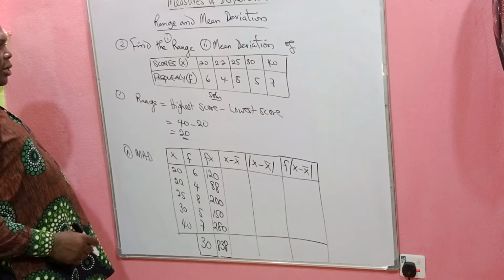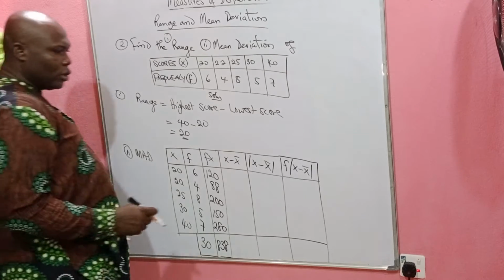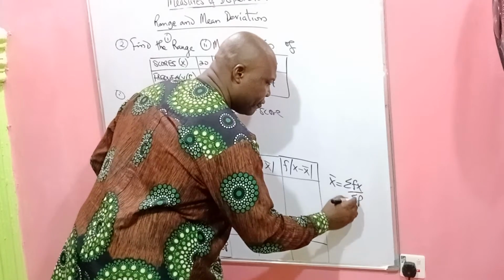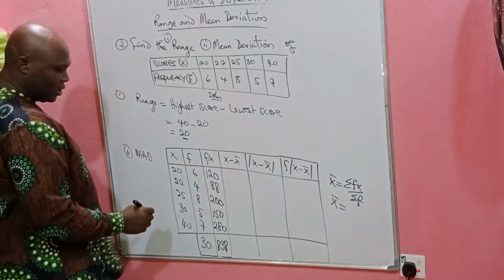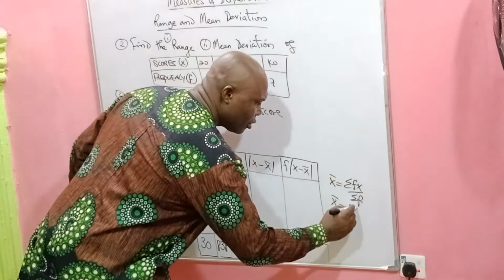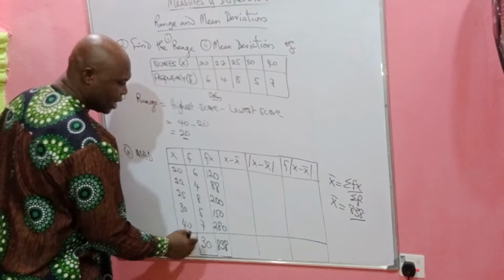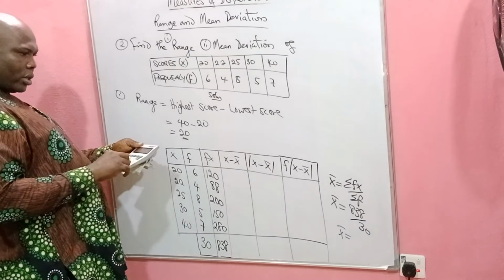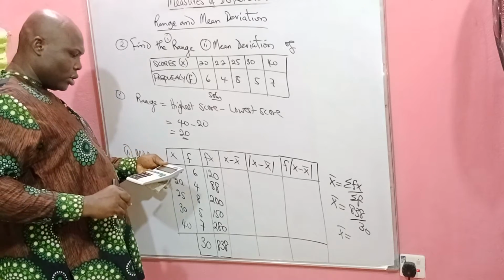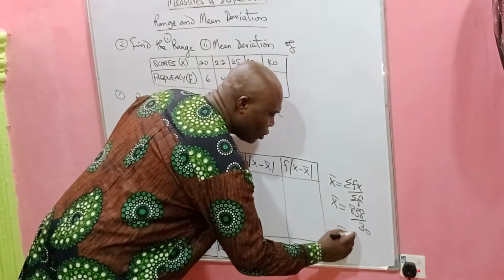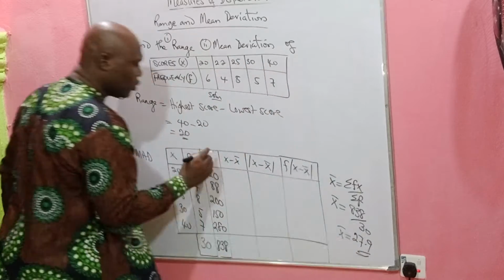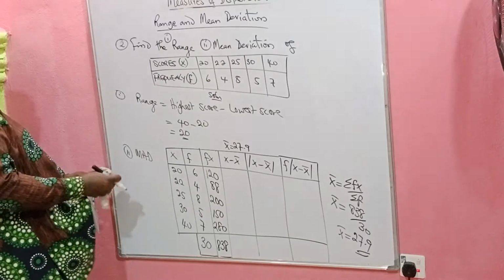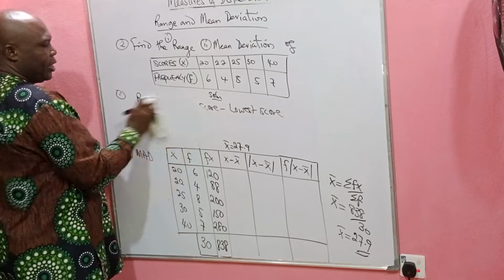So once we are done with that, we need to calculate the mean. The mean is summation Fx all over summation F. So our mean will be summation Fx, 838, all over summation F, which is 30. That will give us our mean, 27.9. So we'll indicate the mean here: X bar is 27.9. We need that mean to compute what we need.